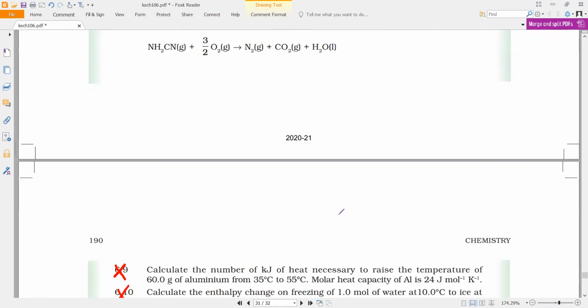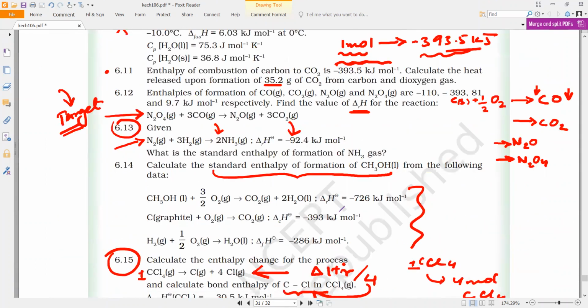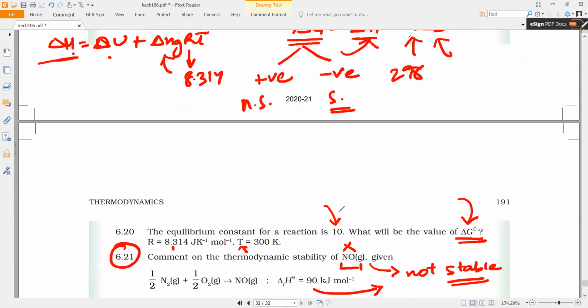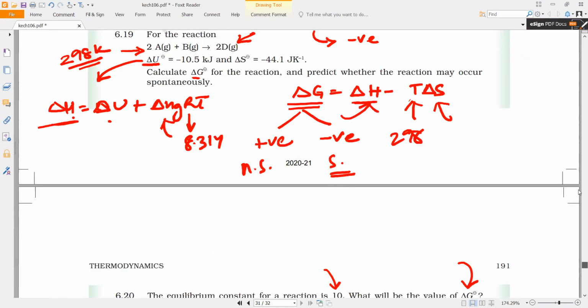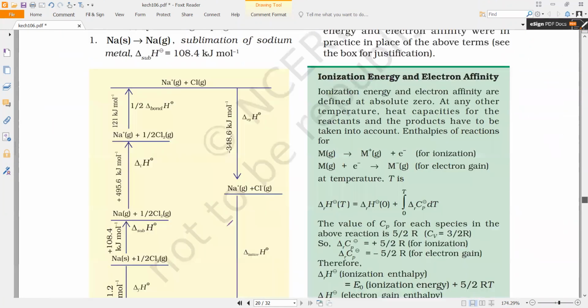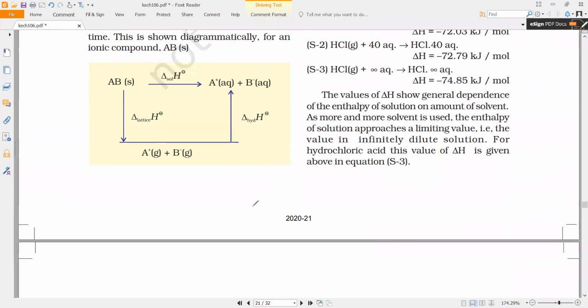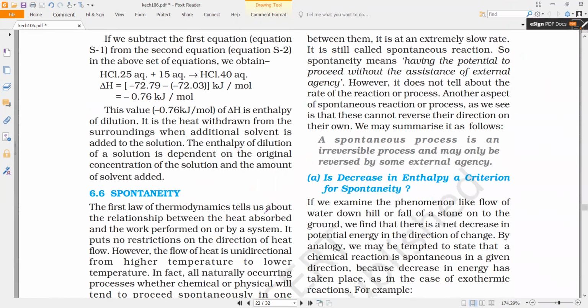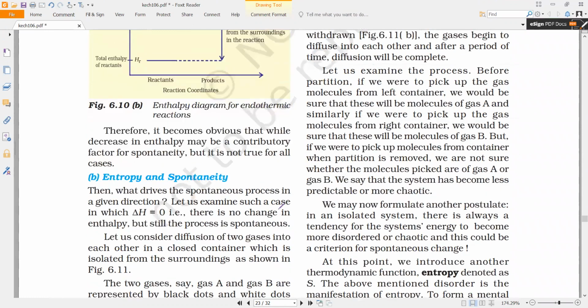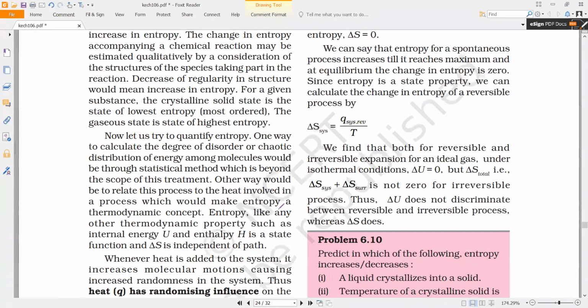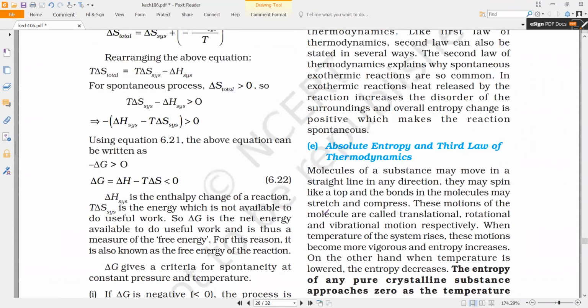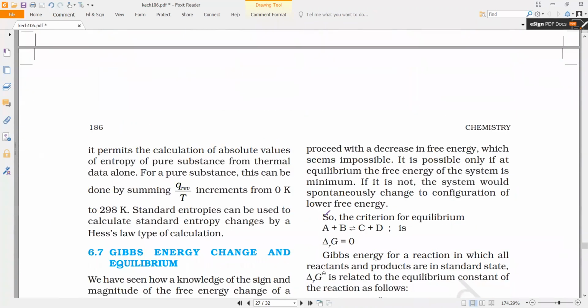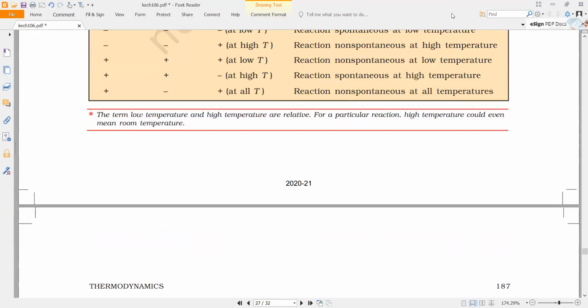You have only some 22 or 23 questions in the exercises, and then you will have some in-text questions, which will be very little. There are examples only, so please complete the exercises and the in-text questions of thermodynamics.